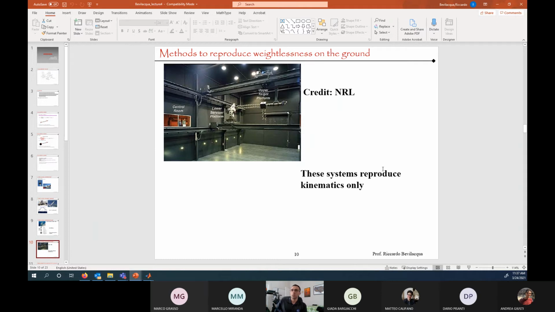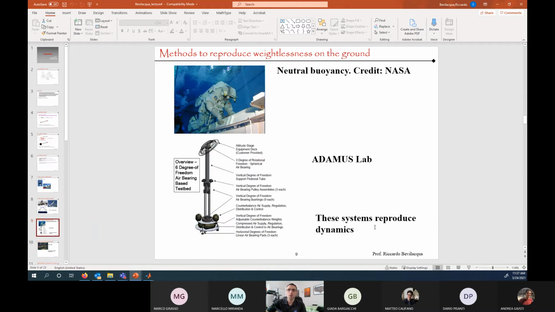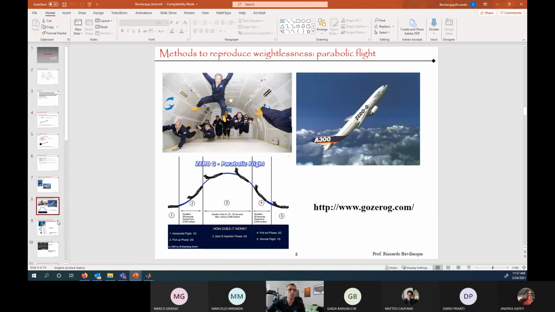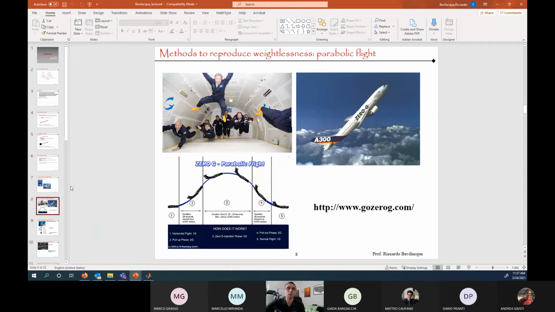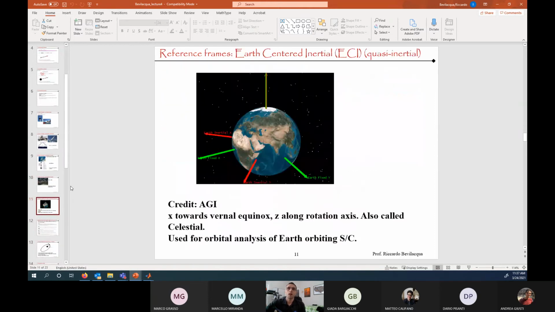So there's really no reproduction of dynamics, while something like this tries to reproduce the dynamics, because I'm actually pushing the system around with actual thrusters. I'm not simulating it with an actuator. Same is true for all these other systems here. Even the amusement park, you're definitely trying to reproduce the dynamics, if that makes sense.